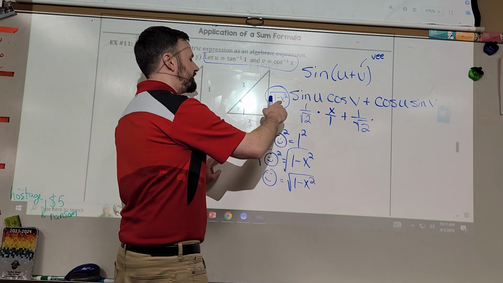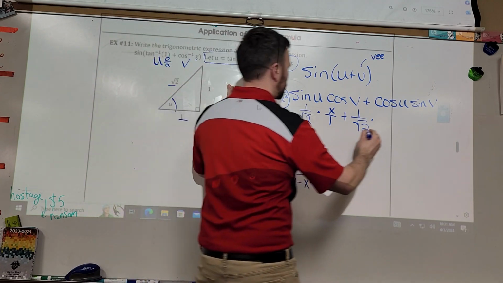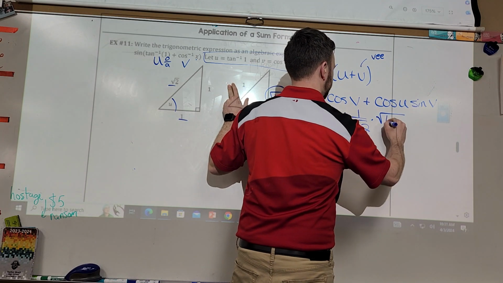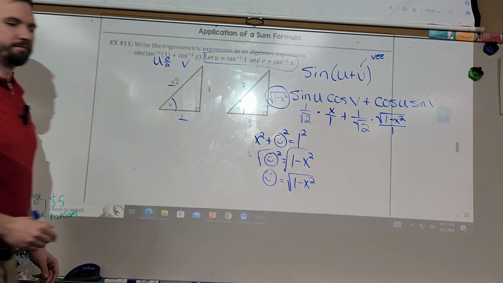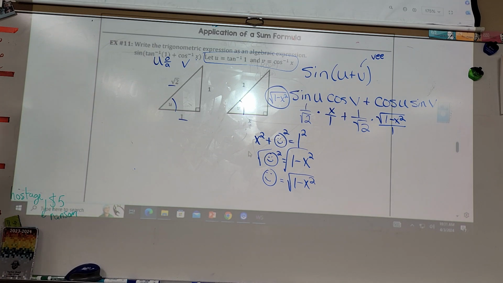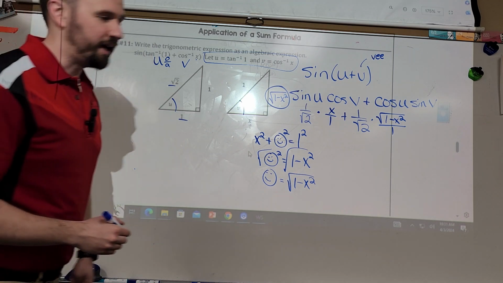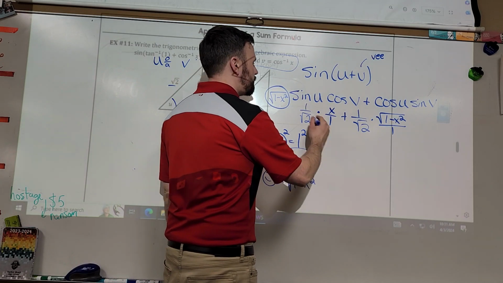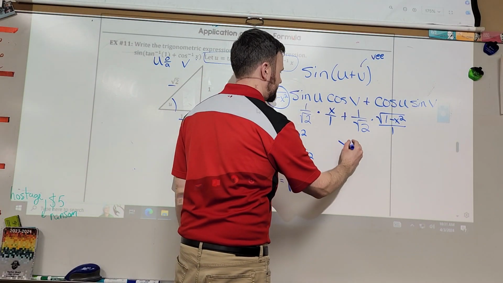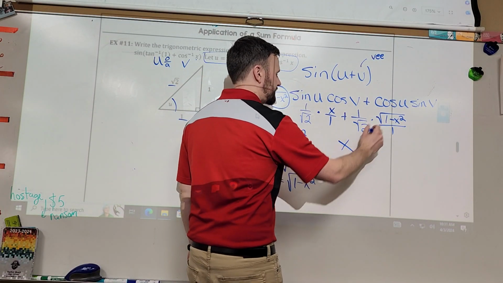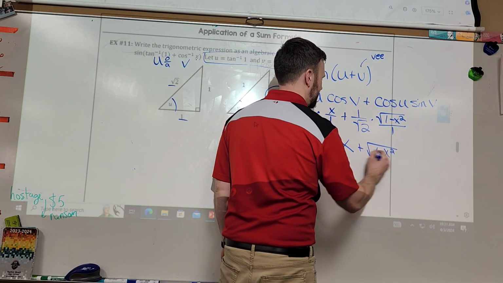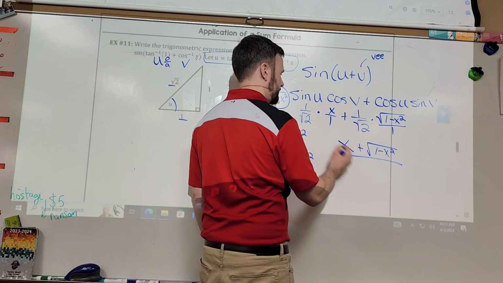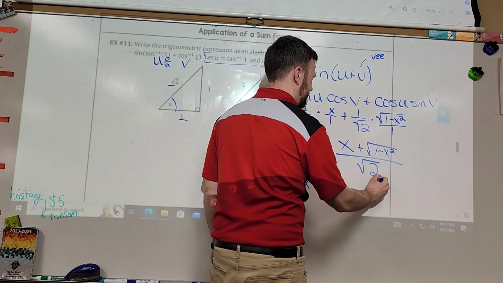So what's sine then? It's opposite over hypotenuse. Right? Did I do it right? I did. Now, what's 1 times x? X. What's 1 times that? That. Smiley face. And what's it all going to be over? Root 2.